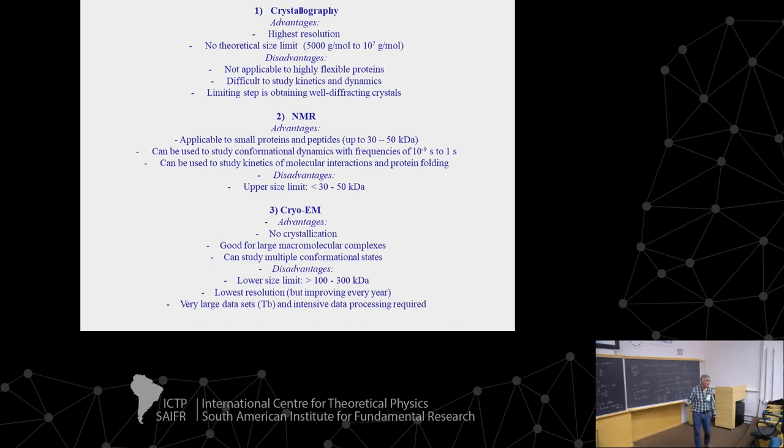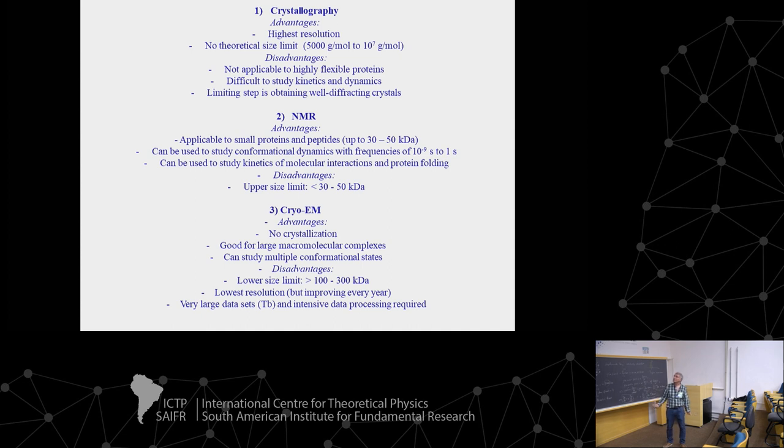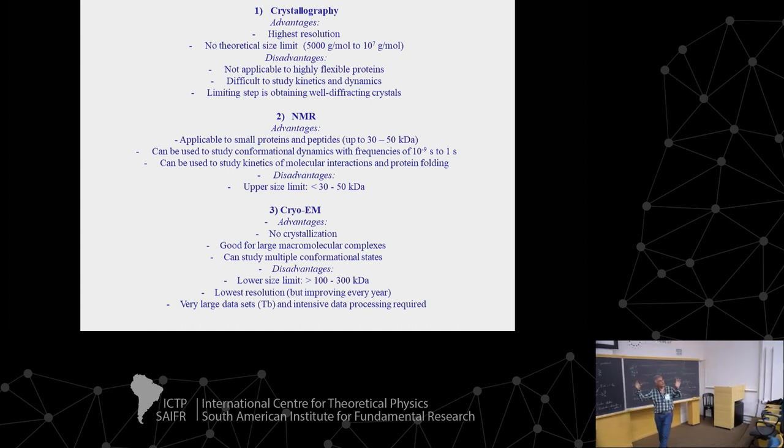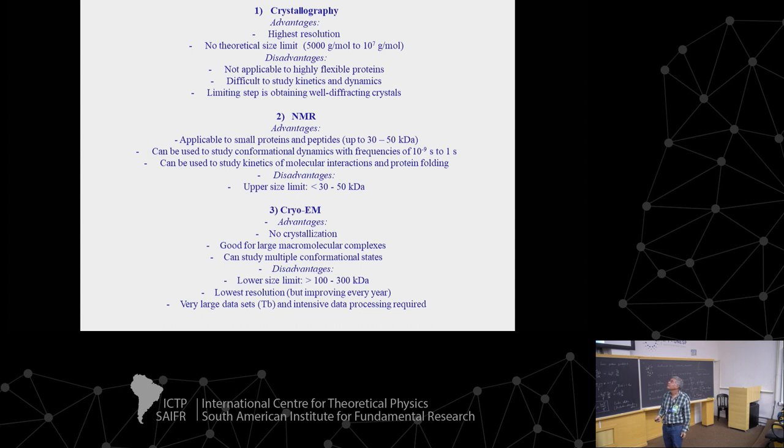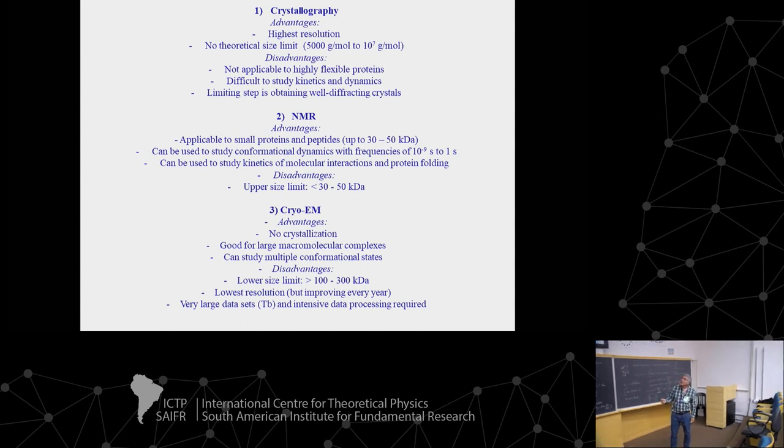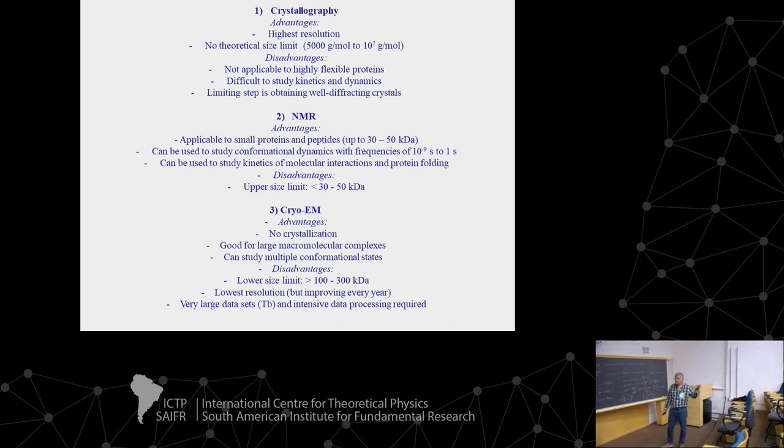Cryo-EM has the advantage that you don't have to crystallize. It's good for studying large macromolecular complexes. It can study multiple conformational states. I didn't mention this, but you can theoretically have a protein in more than one conformation, and when you're doing the classification of the different structures, you can separate molecules in one conformation from molecules in another. So in the same sample, you could perhaps obtain two or more different structures of different conformational states. That depends on your ability to actually distinguish these conformational states, but in theory, it could give you that kind of information. Its disadvantage is a lower size limit. Small proteins are difficult to see in the electron micrographs, so it's hard to see them with respect to the background.